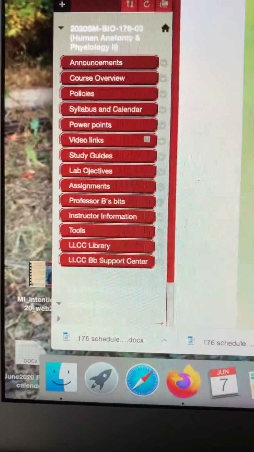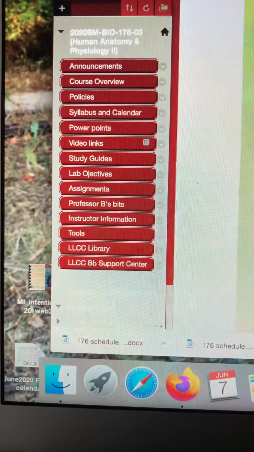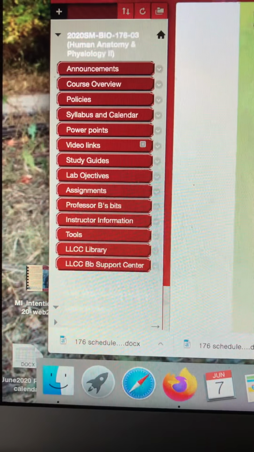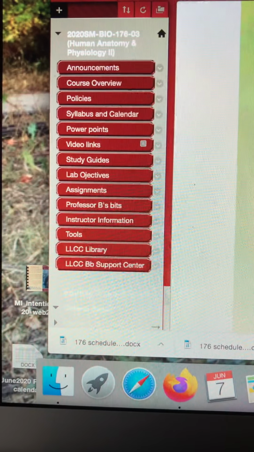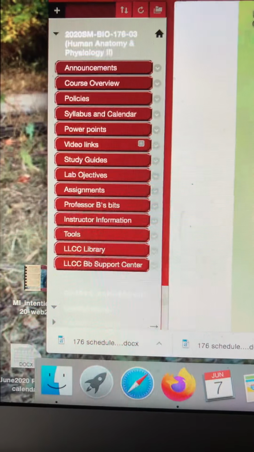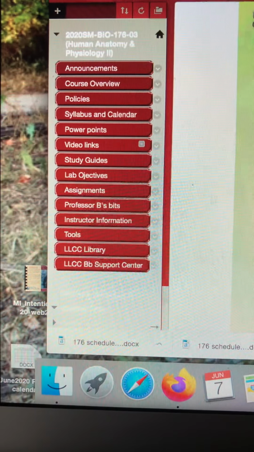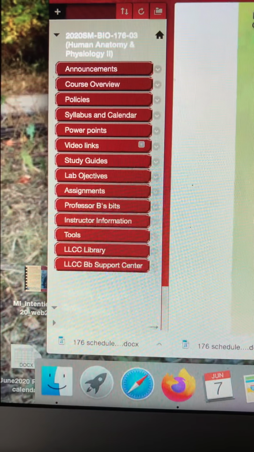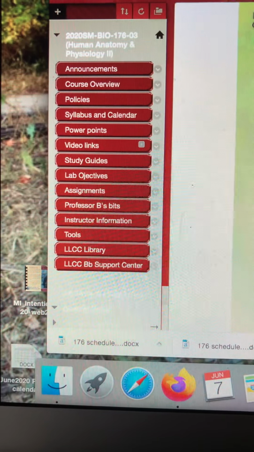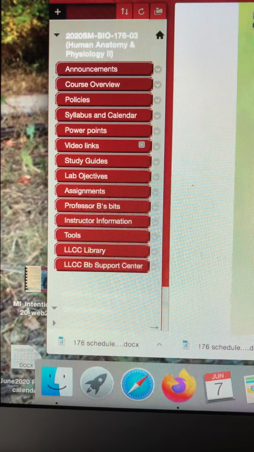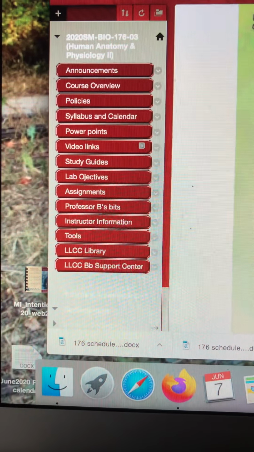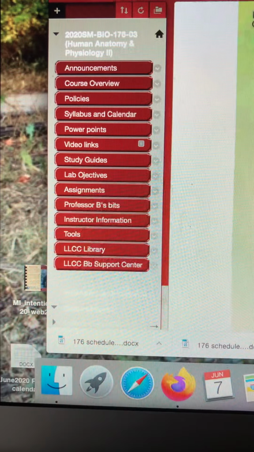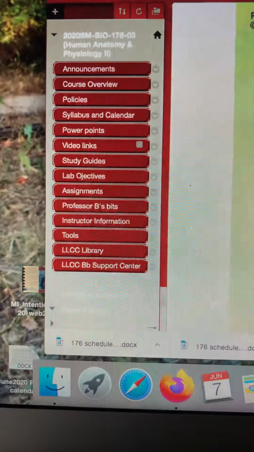When you look to the left, you're going to see all the tabs that are in this Blackboard shell. First is going to be course overview. Second is policies. Third is the syllabus and calendar. Fourth are PowerPoints. Fifth are video links. Sixth are study guides. Seventh are lab objectives. Eighth is assignments. And ninth is Professor B's bits.